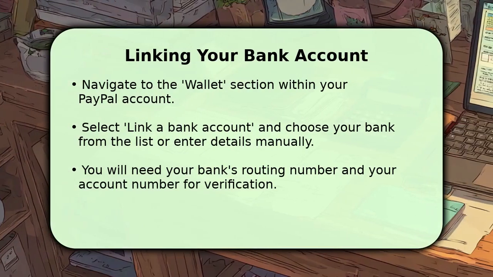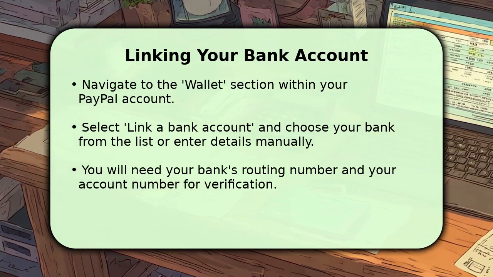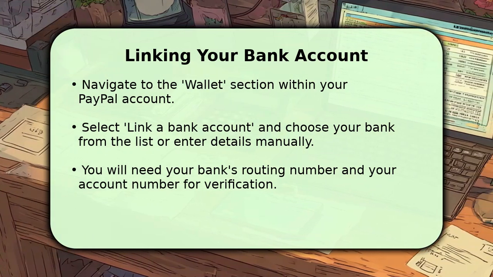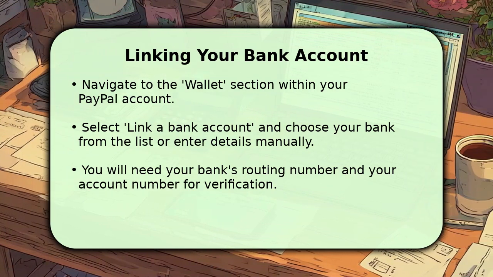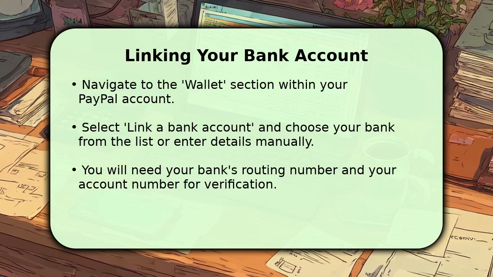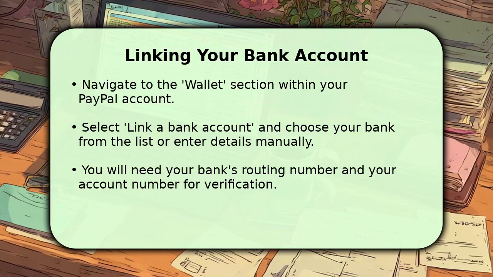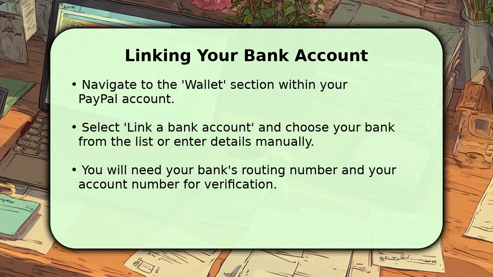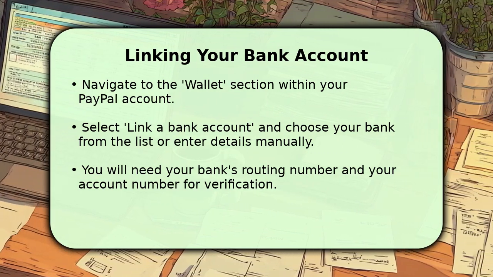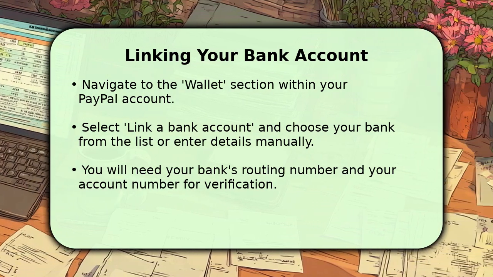To link your bank, log into your PayPal account and find the Wallet section. Here, select Link a Bank Account and either choose your financial institution or input your routing and account numbers manually. PayPal then initiates a small verification process by sending 2 tiny deposits, usually under $1, to your bank account. You will then confirm these amounts back in your PayPal profile within a few business days, fully securing your link.